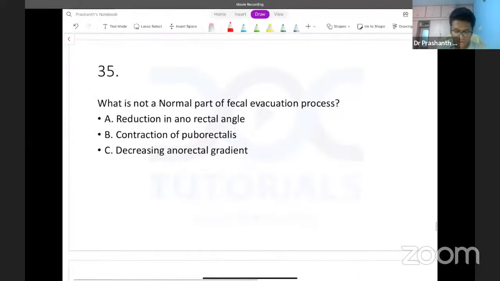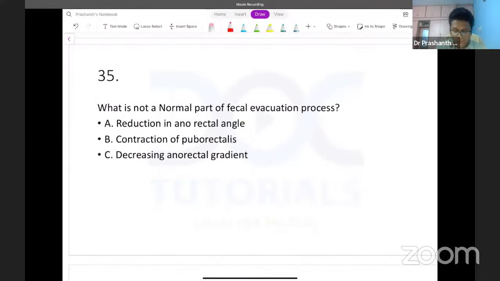Next is, what is not a normal part of the fecal evacuation process?